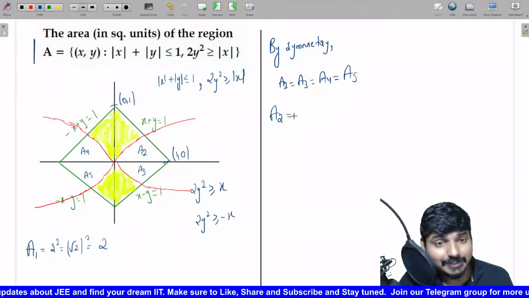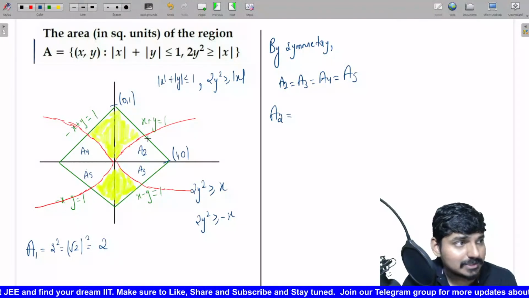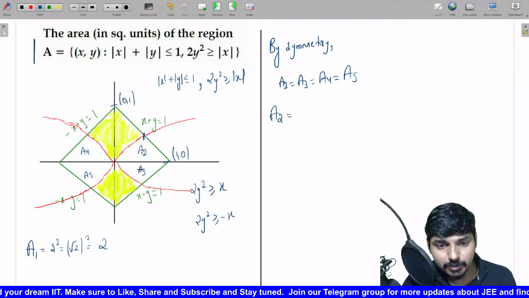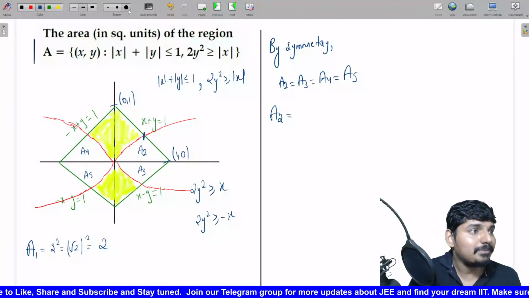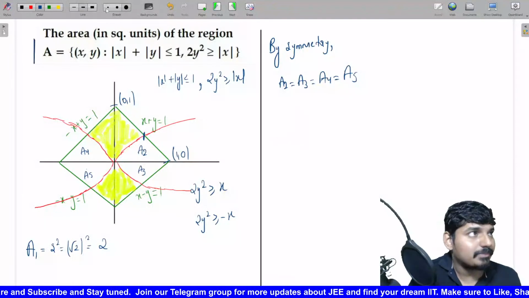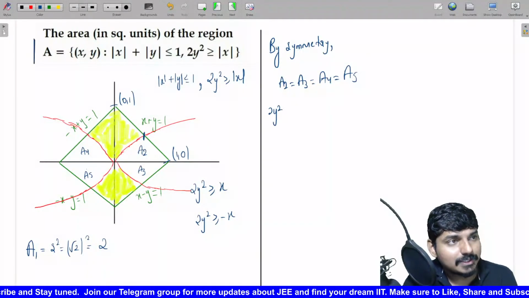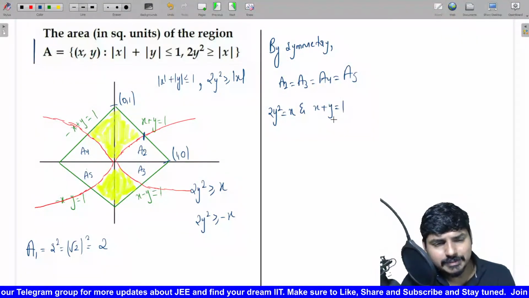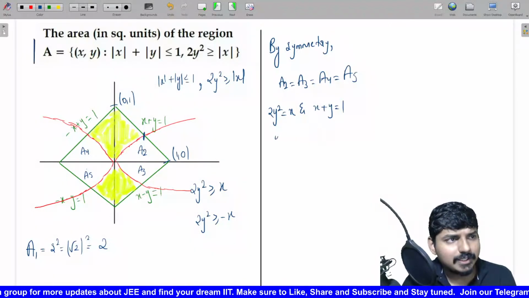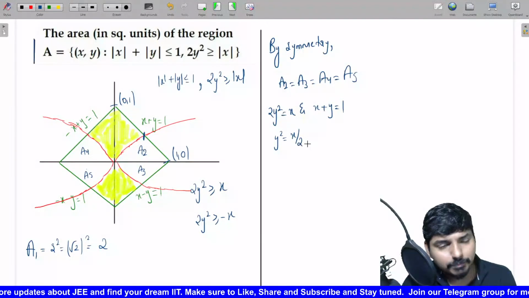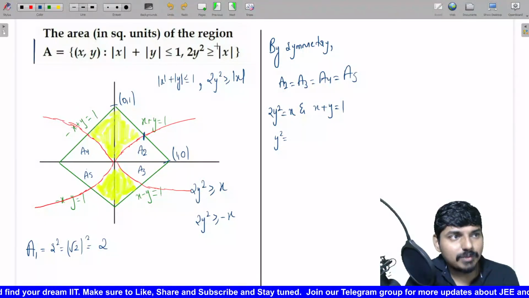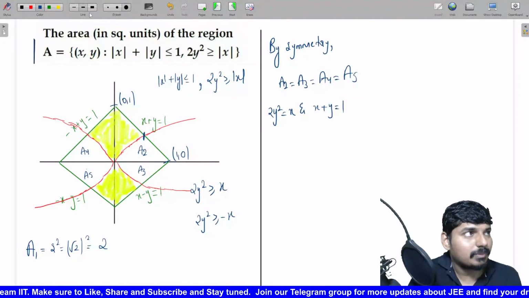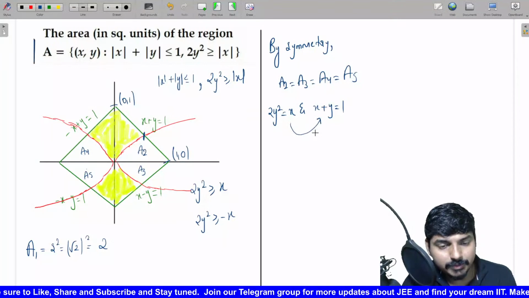So to find out the area A2, first, everyone listen to this. You need to find what this point of intersection is going to be. So let us find that point of intersection, everyone. This point of intersection is simply nothing but the point of intersection between the parabola 2y square is equal to x and the line x plus y is equal to 1. So let me solve these two equations and see what I'm going to get. I'll get y square is equal to x by 2. So 2y square is equal to x. Now let me put this value of x in this equation. Okay, so what am I going to get?